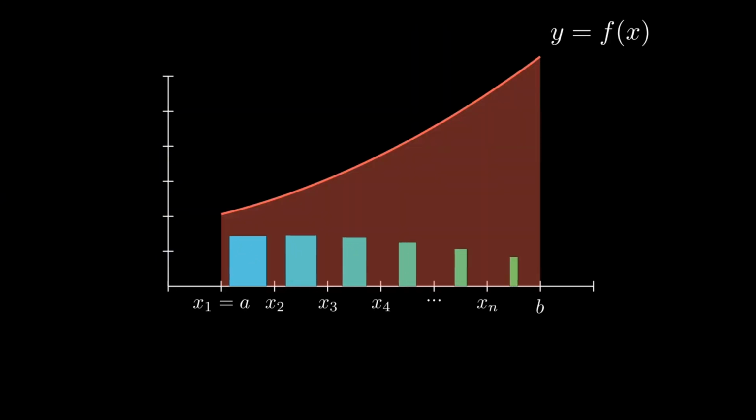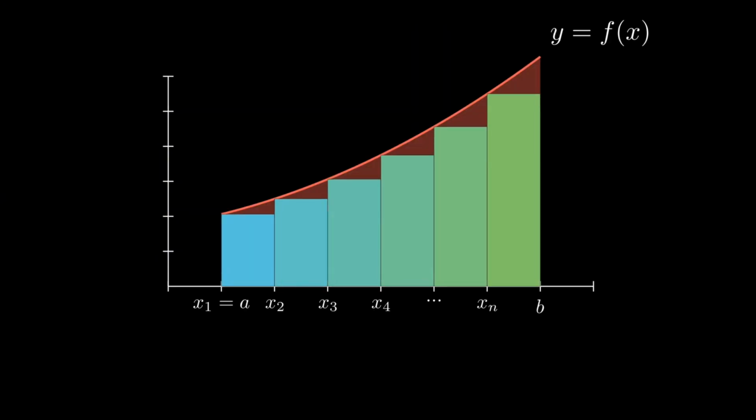Now let's consider the general case. Suppose we have any arbitrary function, called f, that is continuous over an interval from a to b. We want to calculate the area bounded by the curve f, the x-axis, and the 2 vertical lines at x equals a and x equals b. The approach remains similar to what we've done before.